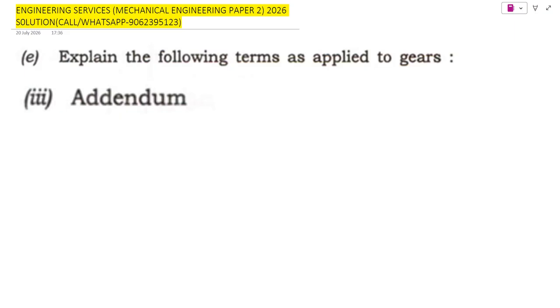Today we are going to discuss another important theory question from the Engineering Services Examination 2026 Mechanical Engineering Paper 2. And one thing I always tell my students is that in the ESE, every small definition has a big concept hidden behind it. Terms like module, pressure angle, addendum, dedendum, circular pitch and backlash are not merely definitions. They are the building blocks of gear design, and these concepts are also frequently asked in interviews because they reflect your understanding of machine design.